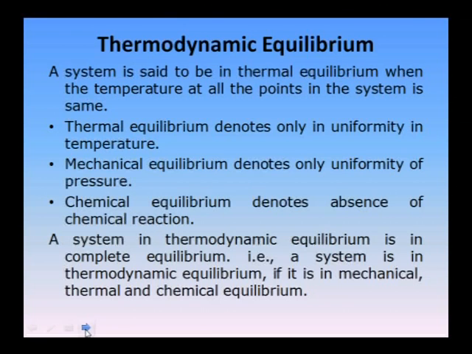Next, let us understand thermodynamic equilibrium. First, let us understand what you mean by equilibrium. Equilibrium condition means there are no unbalanced forces, it is completely balanced. The net resultant is 0. A system is said to be in thermal equilibrium when the temperature at all the points in the system is the same and identical. Thermal equilibrium denotes only uniformity in temperature.